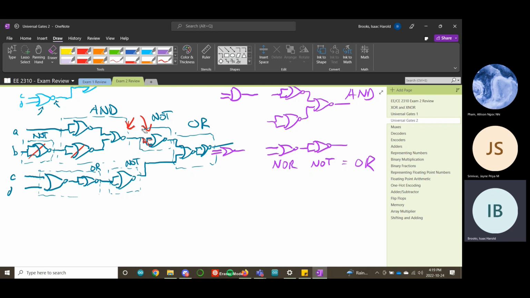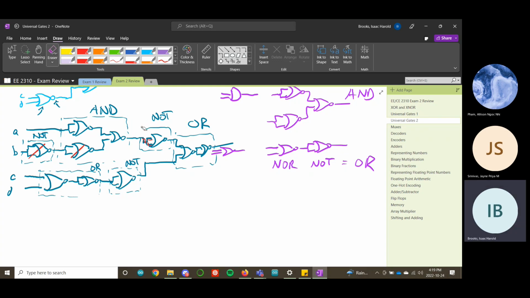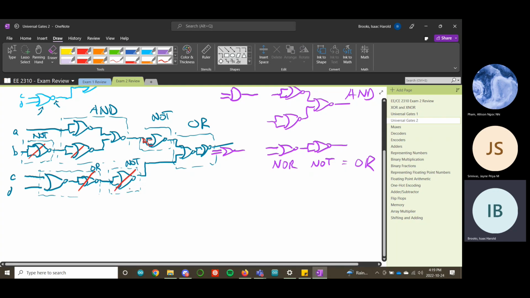So we cannot cancel out this 2 series pair because the one on the left is not acting as an inverter. So what else can we cancel? We can cancel out this NOT and this NOT that are in series with each other. Okay, and I believe that's it.